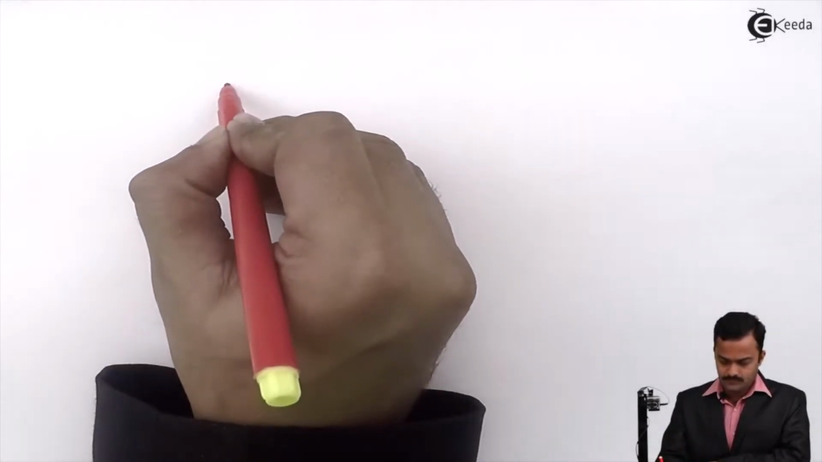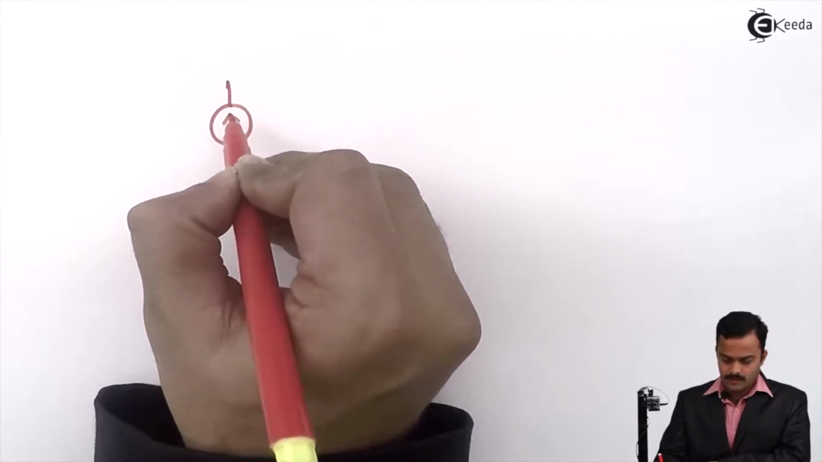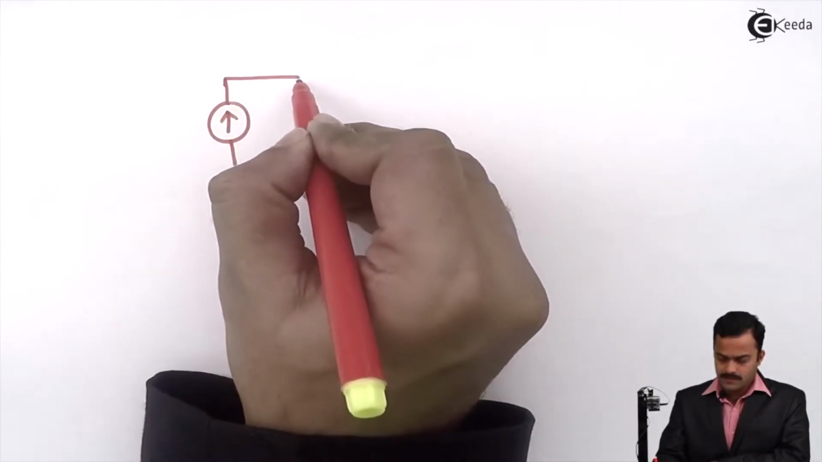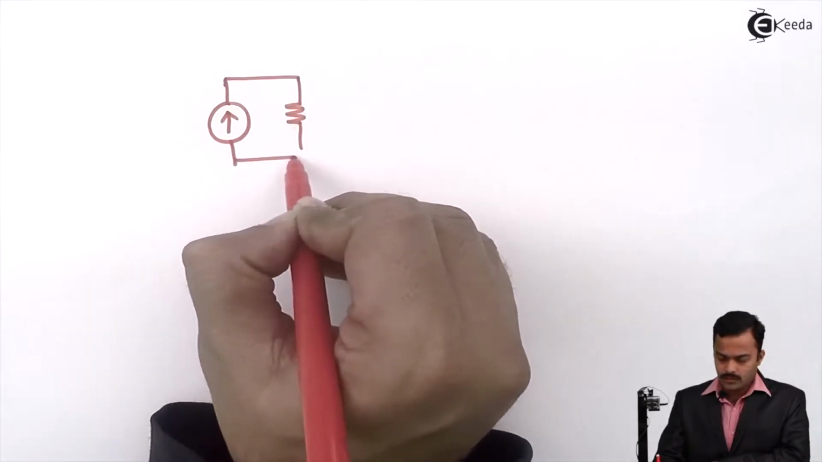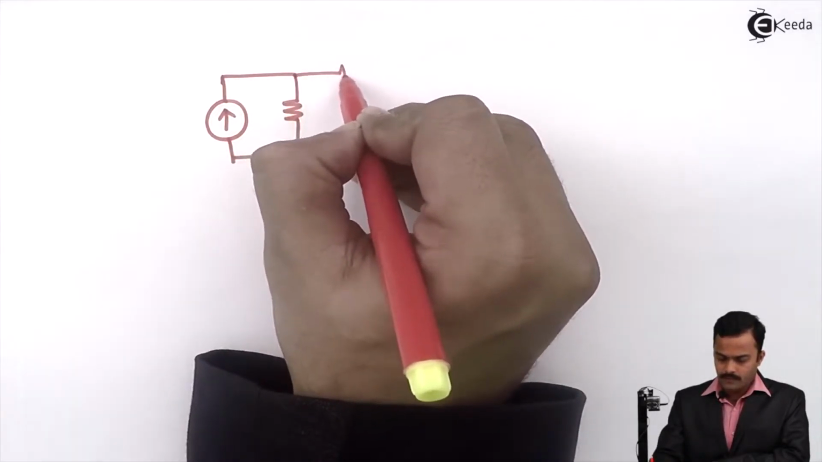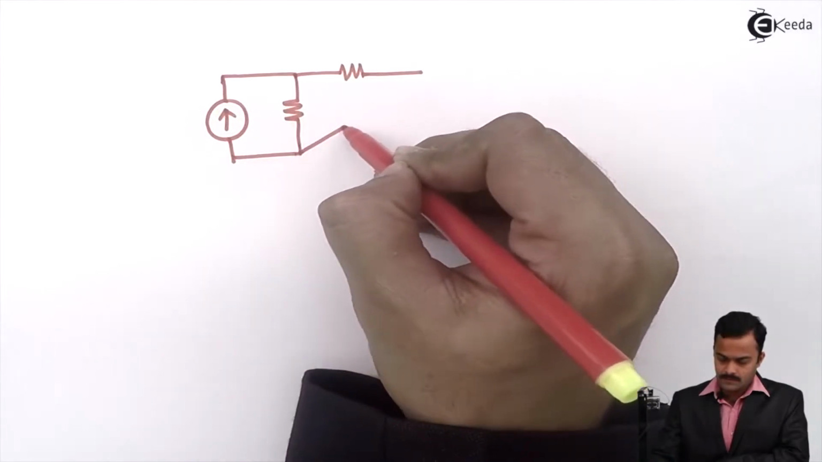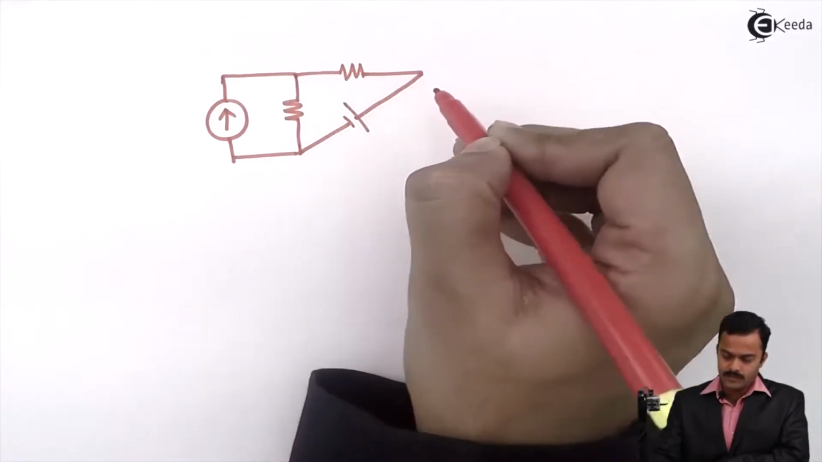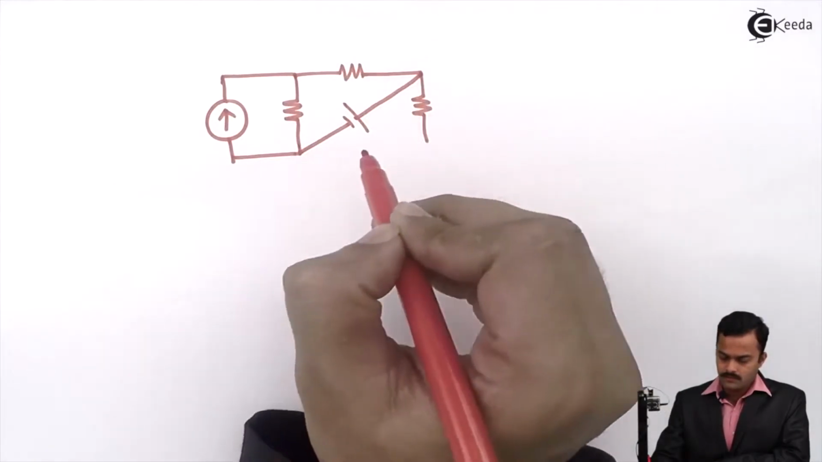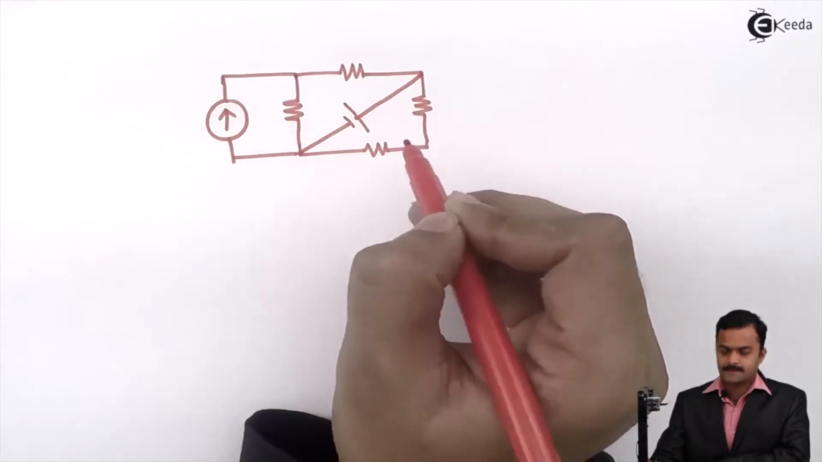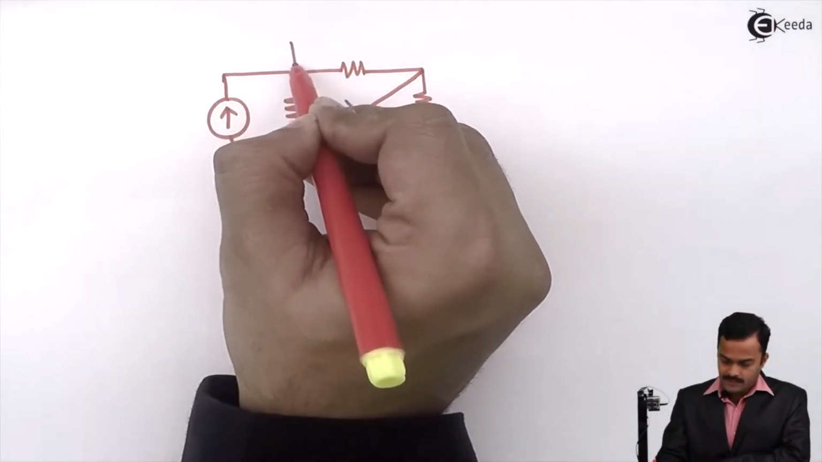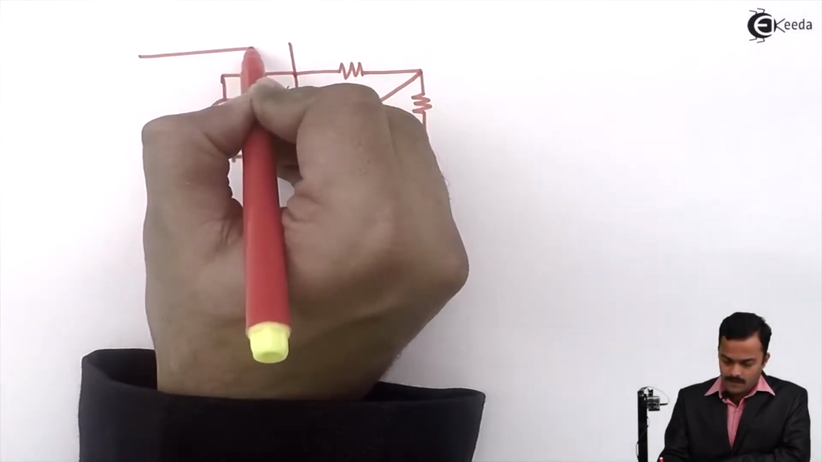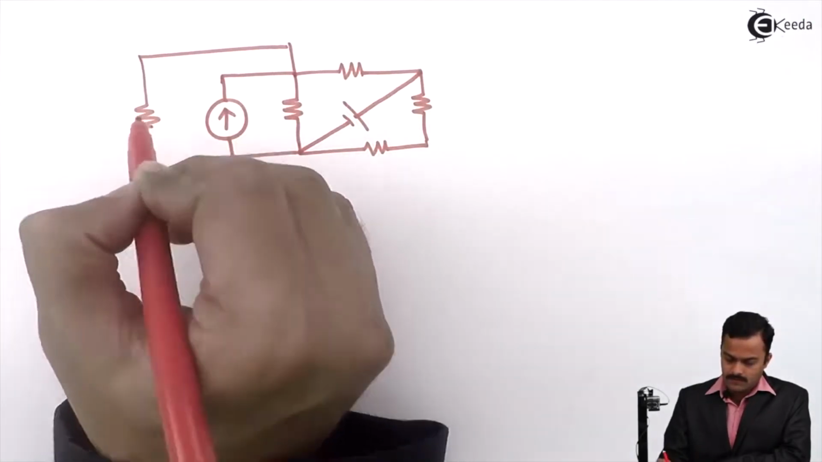Friends, let's solve a numerical using superposition theorem. So I am considering a numerical with a current source, a resistance connected across it, one more resistance, a battery connected between these 2 points with 2 series resistances like this, and the target resistance will be connected like this.